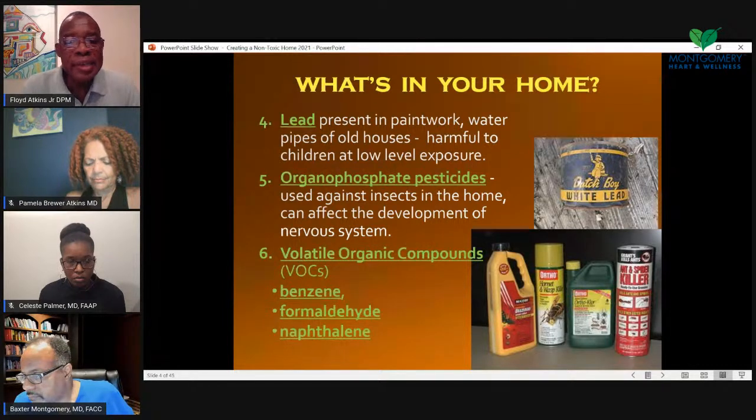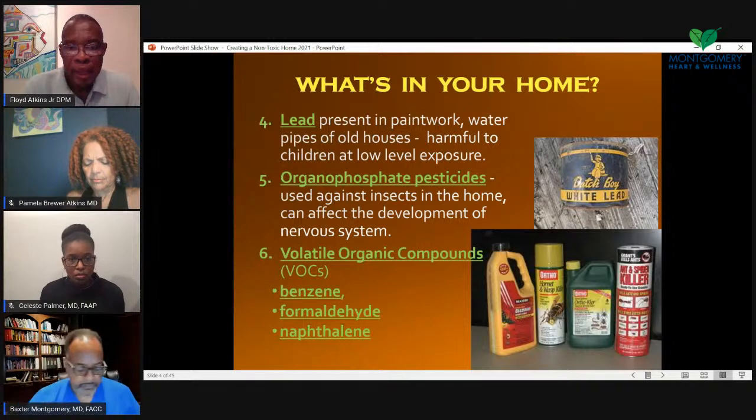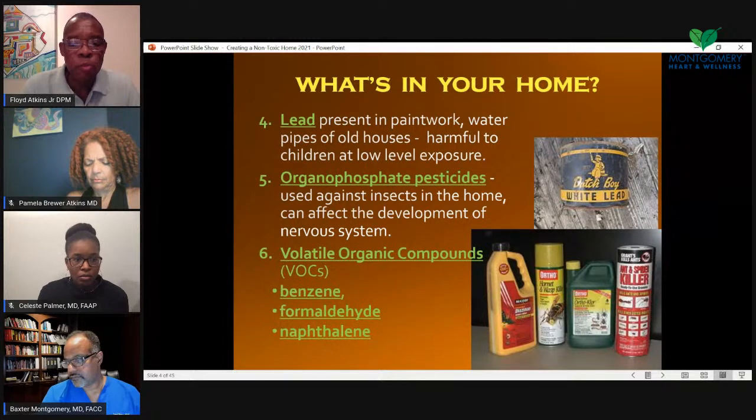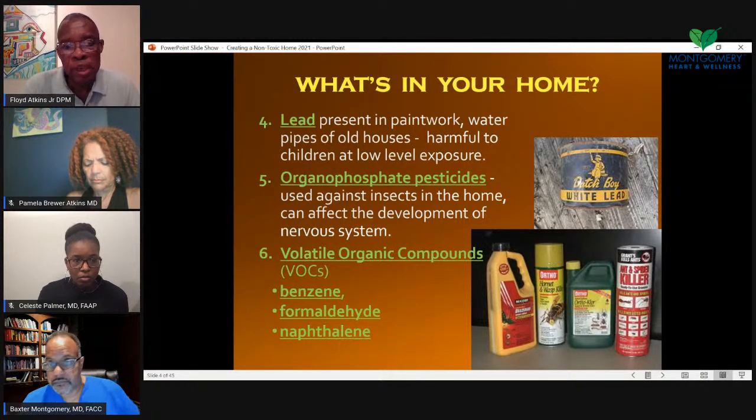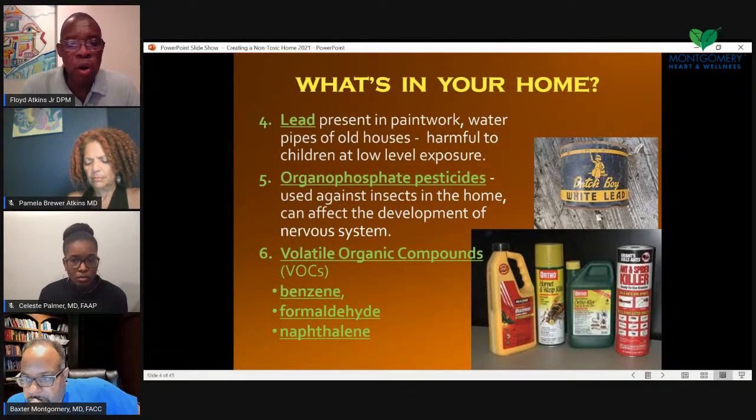Number four is lead, especially in paint and water pipes, especially in old houses. And lead is especially harmful to young kids, even low-level exposure. It has so many toxic effects, especially on mental development when it comes to kids. And we know what's going on in the Flint area where they had the problem with the lead pipes, and it's causing a toxic impact on the whole population.